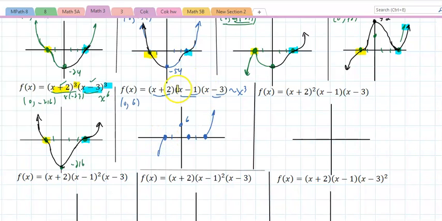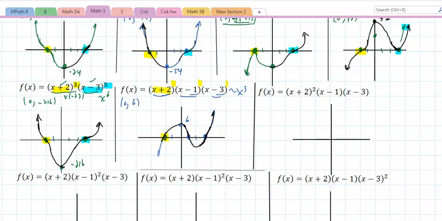I notice the zeros are 1 on each of those, so here it's going to look like a straight line. Here, it has to go through that point, it's going to look like a straight line. And here it's going to look like a straight line. There it is.